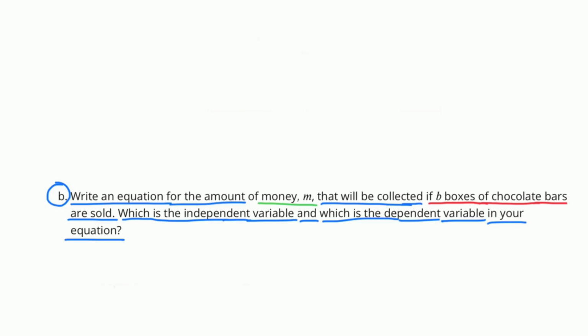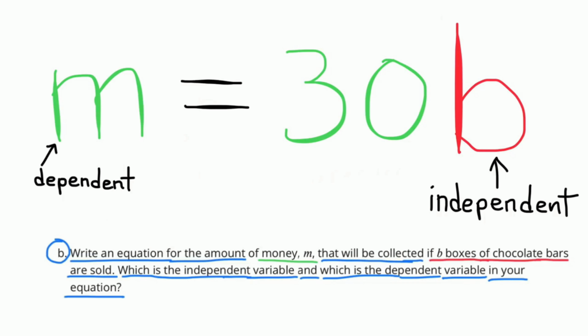B. Write an equation for the amount of money, M, that would be collected if B boxes of chocolate bars are sold. Which is the independent variable and which is the dependent variable in your equation? The amount of money collected, M, would equal $30 per box times the number of boxes sold. So M equals 30B. And the dependent variable is M, the amount of money collected, and the independent variable is B, the number of boxes sold.